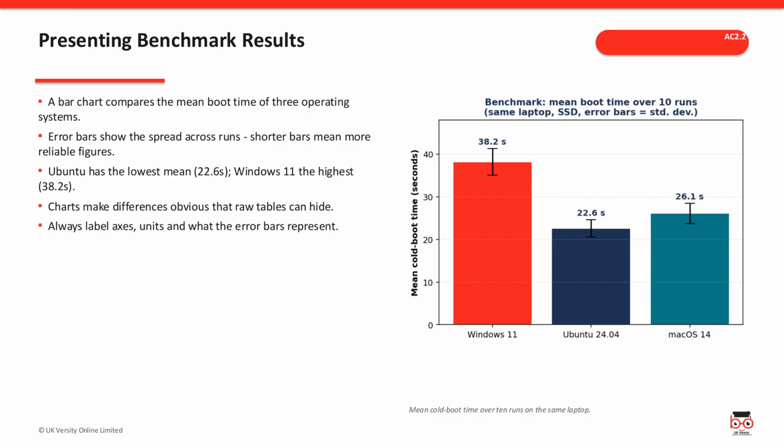A good chart makes differences jump out that a table might hide. Picture a bar chart comparing the mean boot time of 3 operating systems, with error bars showing the spread across runs, shorter bars meaning more reliable figures. Here, Ubuntu has the lowest mean at 22.6 seconds, and Windows 11 the highest at 38.2. Whatever you plot, always label the axes, the units, and what the error bars actually represent.